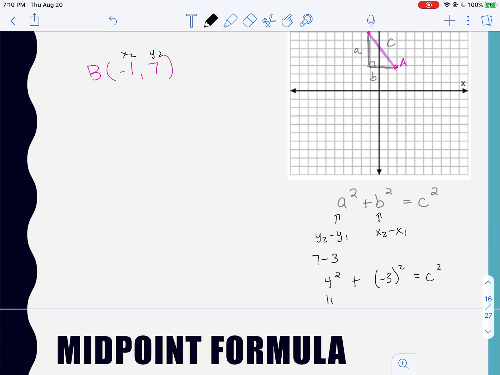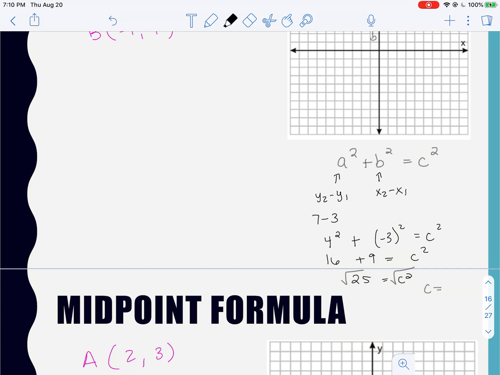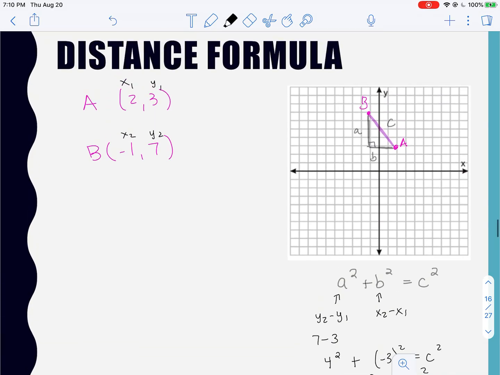And if I complete this, I would get 16 plus 9 equals c squared, and then 25 is c squared. Remember to solve for c at this point, you would take the square root of each side, and so c is going to equal plus or minus 5, but since we're talking about the distance between 2 points, we want positive 5. So c is going to be positive 5.